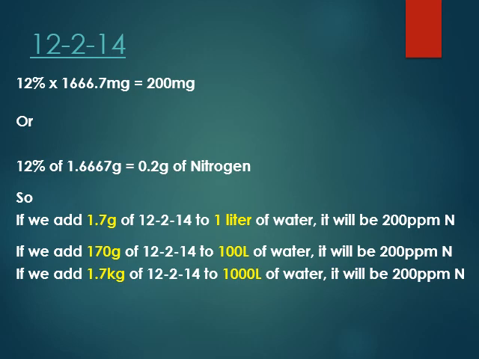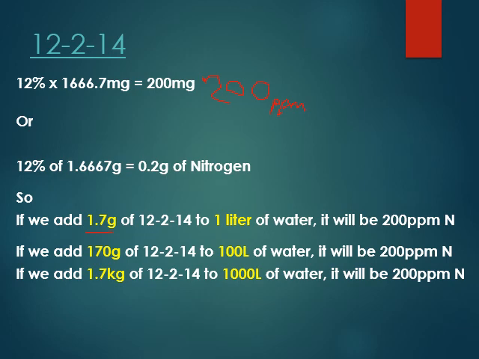This is just summarizing again. 12% times 1,666.7 milligrams equals 200 milligrams, which means it is 200 ppm. All right, 200 milligrams is the same as 0.2 grams. Okay, just to help you remember. So 0.2 grams per liter is 200 ppm. All right, so we're rounding to 1.7 grams here. So 1.7 grams in 1 liter is 200 ppm.